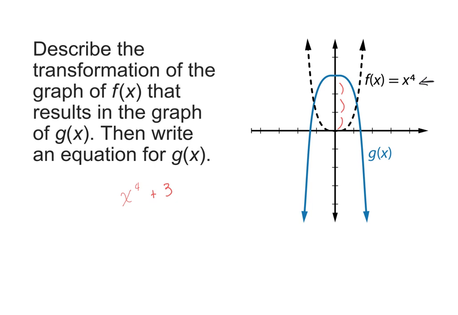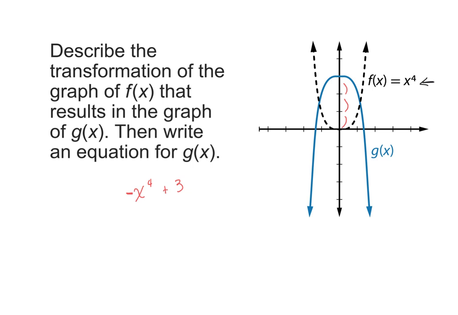And if it reflected across the x-axis, then we know that that negative needs to be on the outside of that function. So we are going to place that negative on the outside of the function so that we know it has gone across the x-axis, not the y-axis. So the new description for this function is going to be that g of x equals -x to the fourth plus 3.